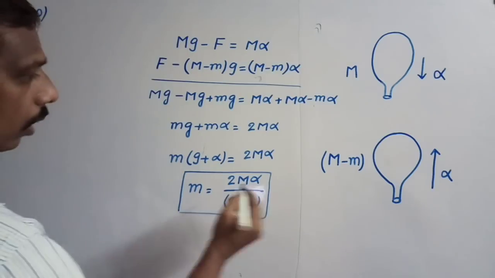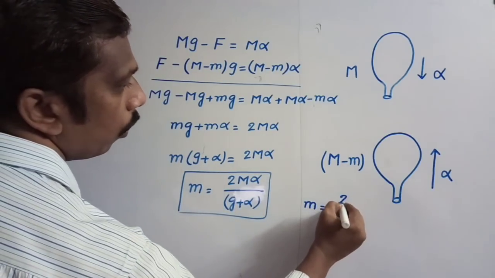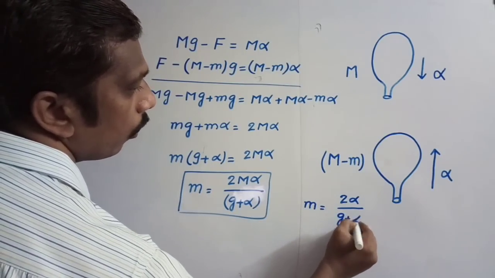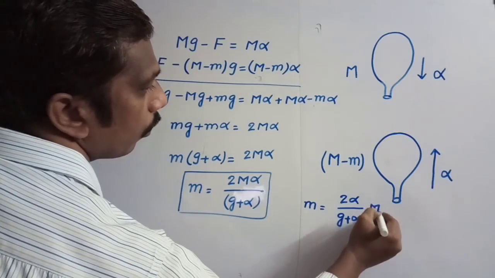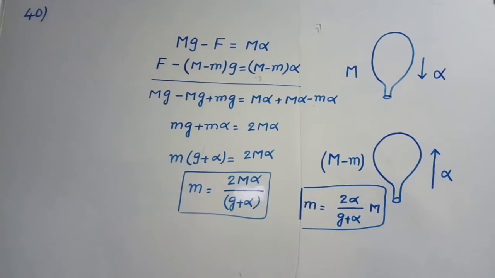In our material, they have written it like this: small m is equal to 2 alpha by g plus alpha into capital M. So according to the material, this is the answer.